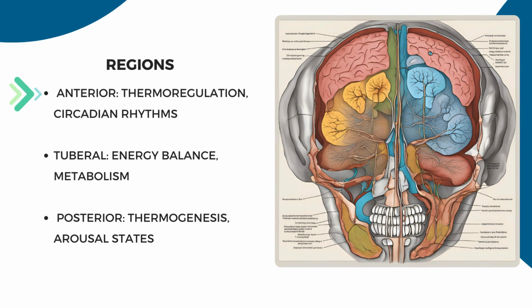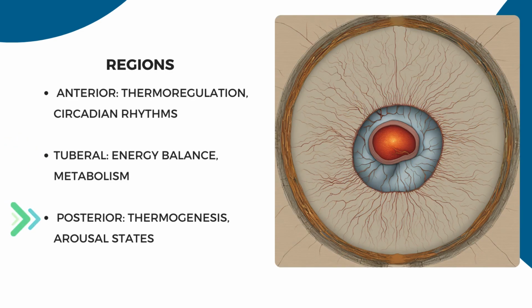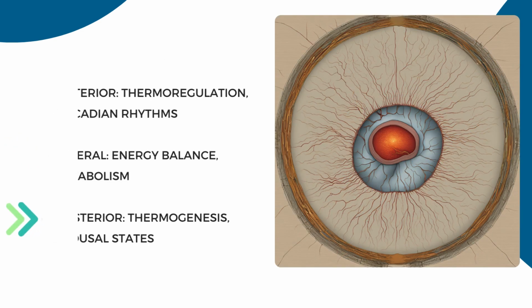Regions. Anterior hypothalamus, includes the suprachiasmatic nucleus and preoptic area, involved in thermoregulation and circadian rhythms. Tuberal region, contains the arcuate nucleus and ventromedial nucleus, crucial for energy balance and metabolism. Posterior hypothalamus, involved in thermogenesis and arousal states.